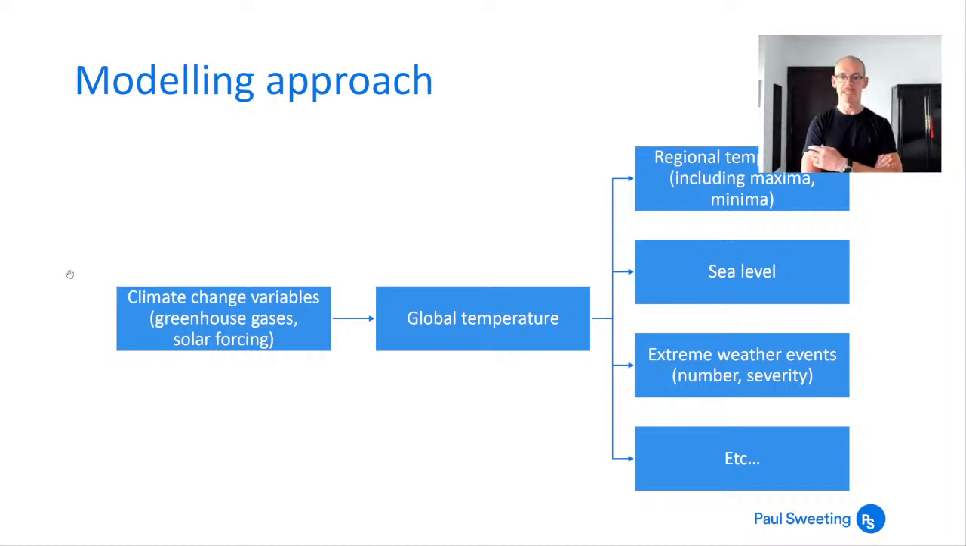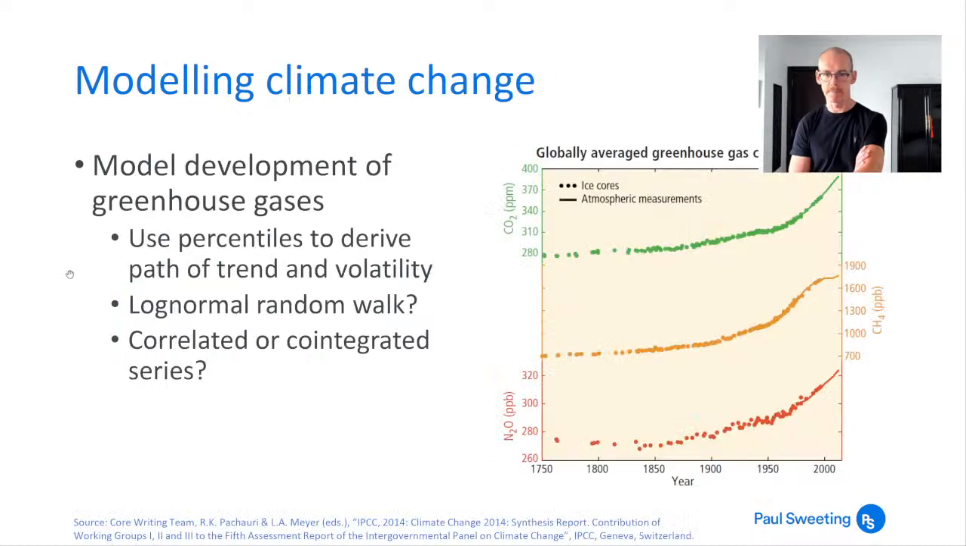So I'd have almost stochastic uncertainty at the start in the greenhouse gas variables, a little bit of that flowing through into global temperature, and then the last little bit I'd make that deterministic, and that would allow me to have some sort of ultimately stochastic view on whatever particular item I was most interested in at the end. So modelling the development of greenhouse gases.